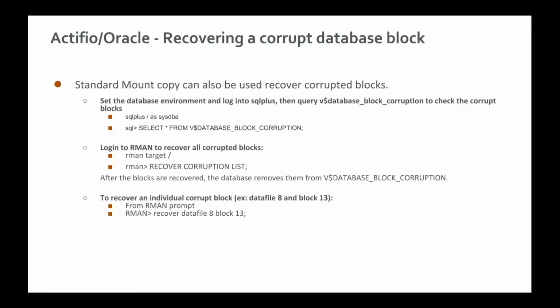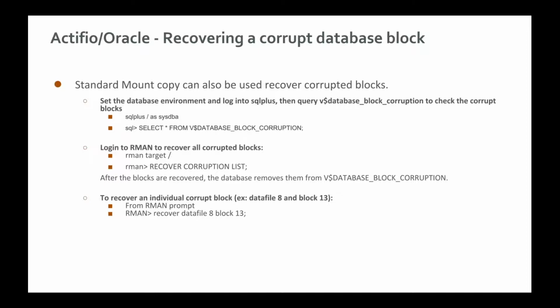And coming to database block corruptions, again, same thing. You can find your block corruptions using V$DATABASE_BLOCK_CORRUPTION, then perform a standard mount and catalog the copies, and you can type the RMAN command RECOVER CORRUPTION LIST. And once the blocks are recovered, generally the Oracle database is going to remove them from the data dictionary view, which is V$DATABASE_BLOCK_CORRUPTION.